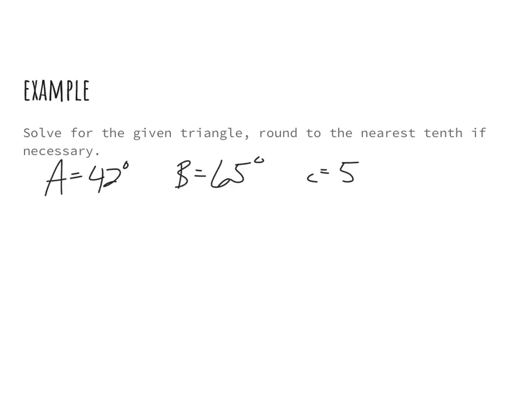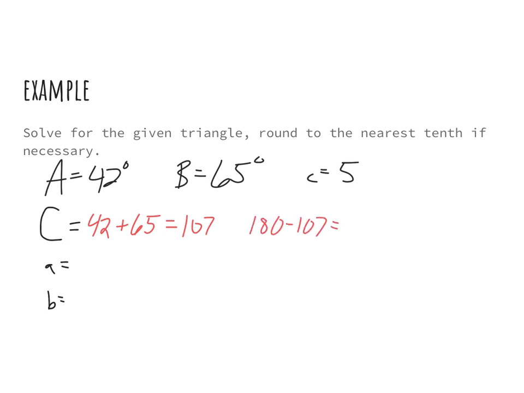Just like when we were finding area, you're not always going to be given the picture. Sometimes you're just going to be given the measurements, and we can still figure out what we're missing. You'll notice we have angle A and angle B, which means we're missing angle C. We have side C, so we're looking for side A and side B. Once again, the third angle is always the one you want to find first if it's possible. To find angle C, I add the other two angles together, giving me 107, and subtract it from 180, which gets me 73 degrees for angle C.